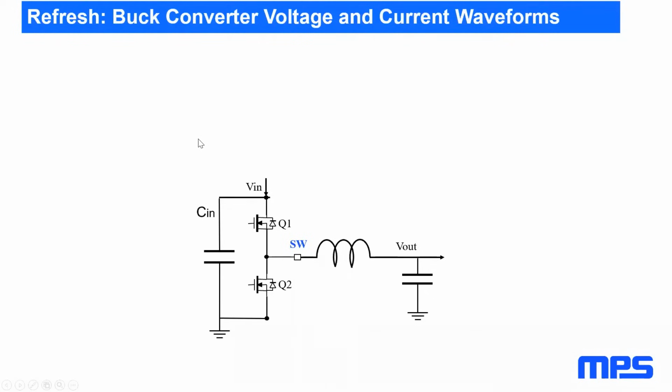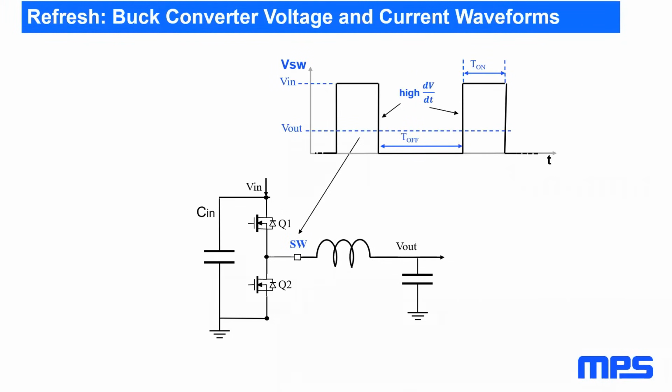Let's refresh for today the buck converter voltage and current waveforms. So our buck converter consists of a high side and a low side switch. They are PWM controlled in a way that at the switch node, we get an average voltage of the desired Vout. But of course, we have high amplitude Vin with high dV/dt. The current waveform in the inductor is triangular. It's a continuous current waveform, which is more EMC friendly.